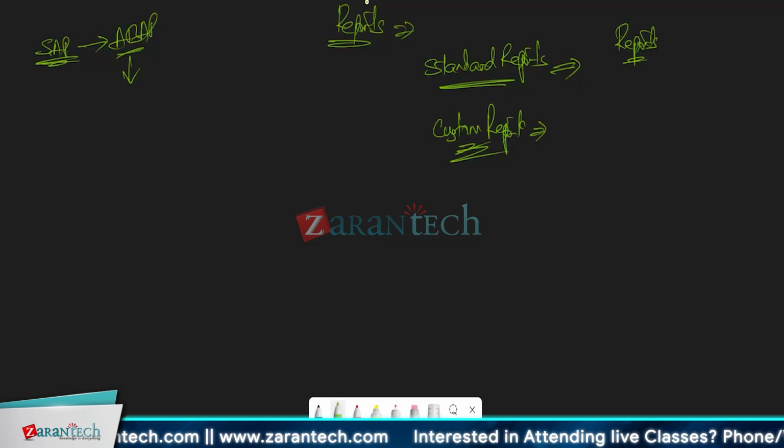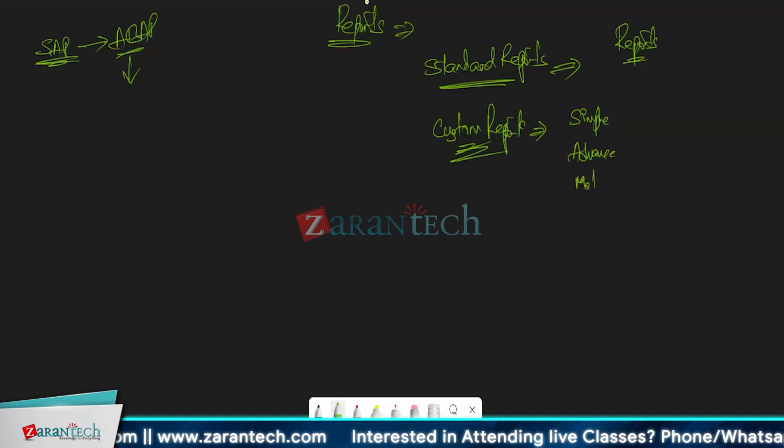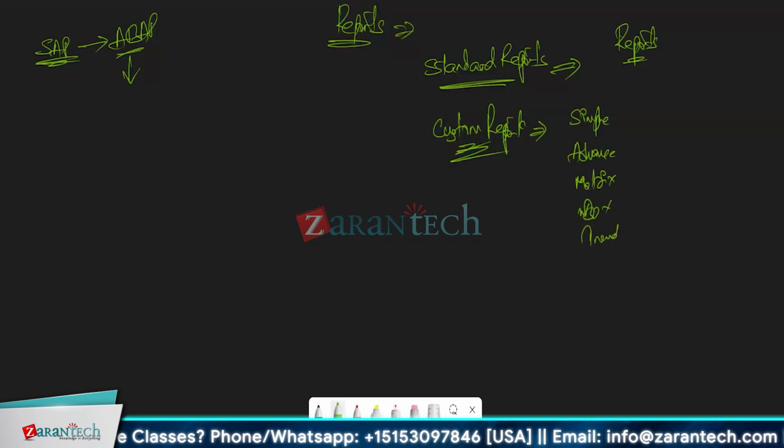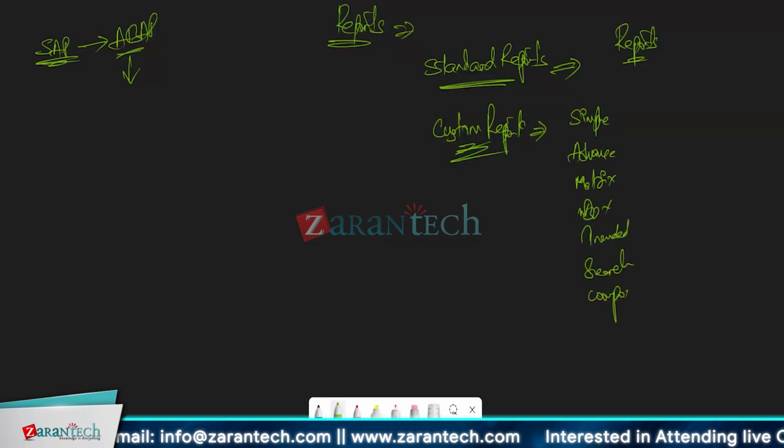So the custom report will give you an option to create a report in a way that you would like to configure. So you can have your own fields on the report, your own columns, your own type of filters and prompts. All that you can configure on a custom report. Now in custom report, there are multiple types of reports. Some of the types are simple report, advanced report, matrix report, inbox report, trended reports, search report, composite report.